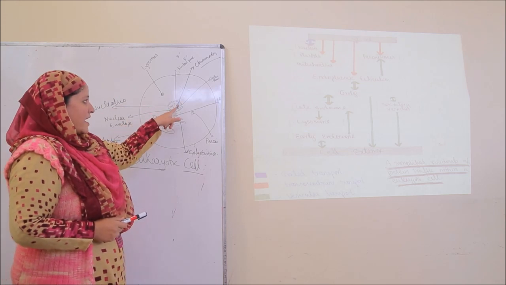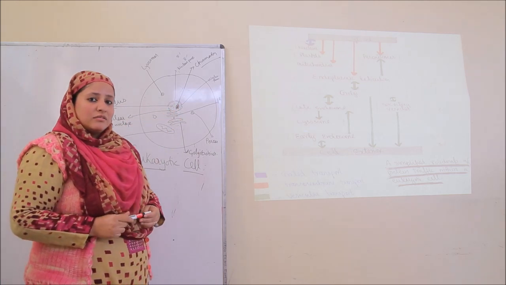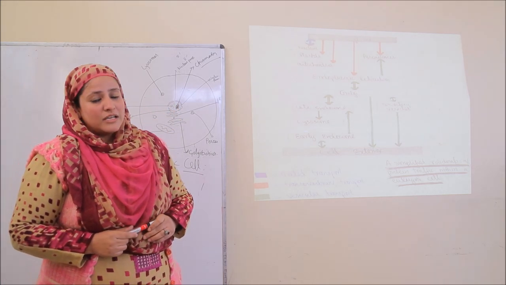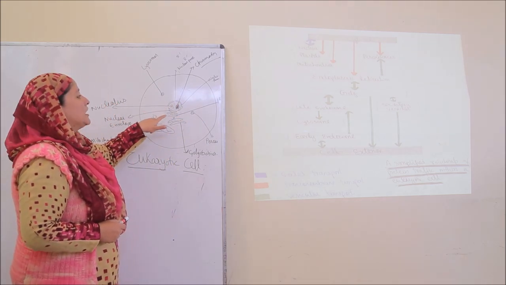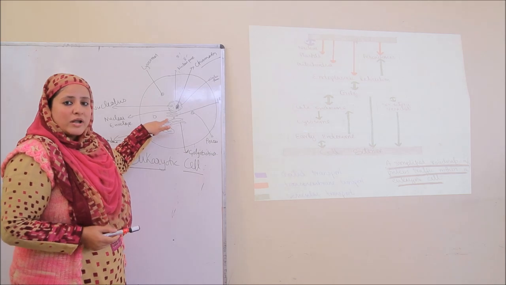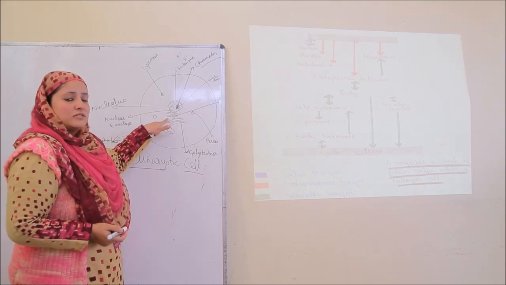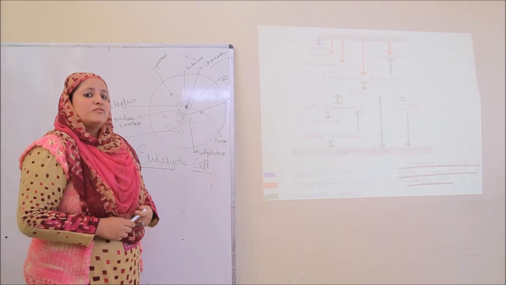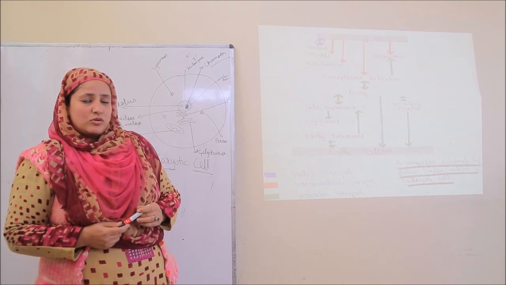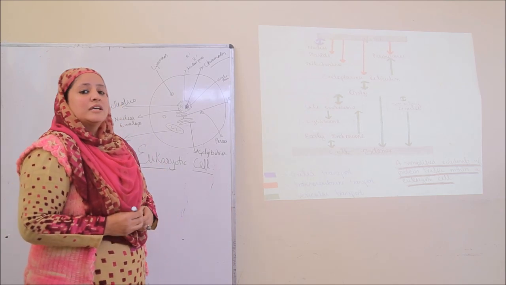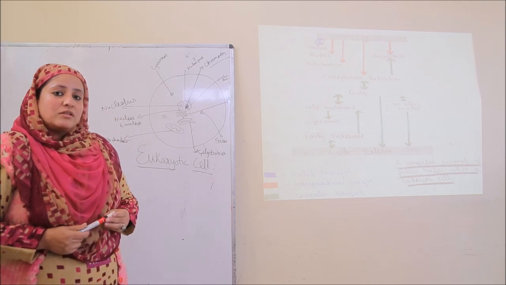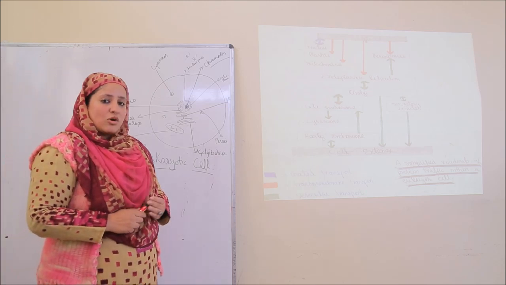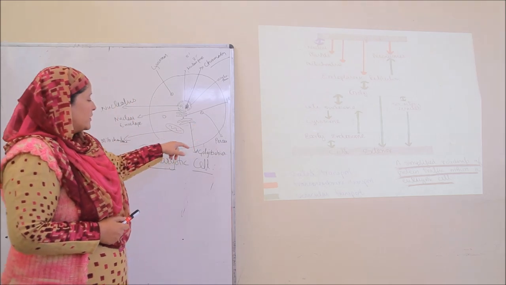Now this chromatin has to be transcribed into mRNA or RNA. Then this RNA moves out of the nucleus into the cytoplasm, where it has to get translated into proteins, either on the free ribosomes of the cytoplasm or the ribosomes which are present on the endoplasmic reticulum. Those are called rough endoplasmic reticulum.